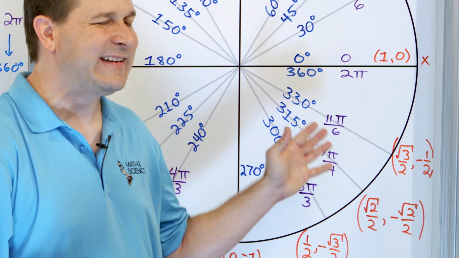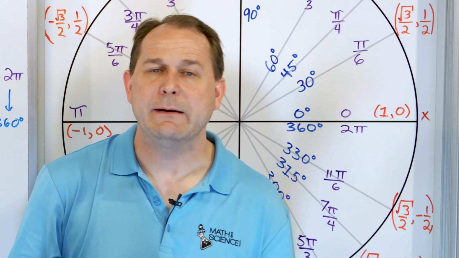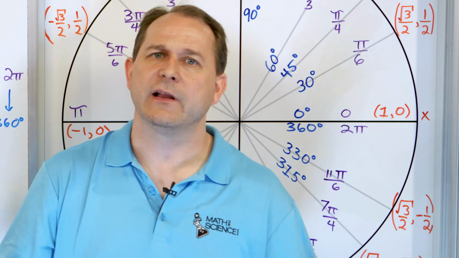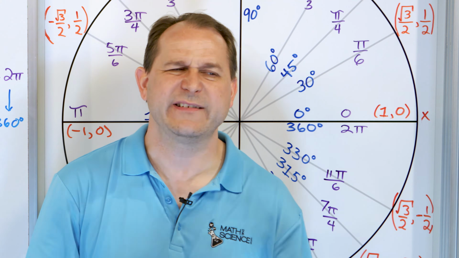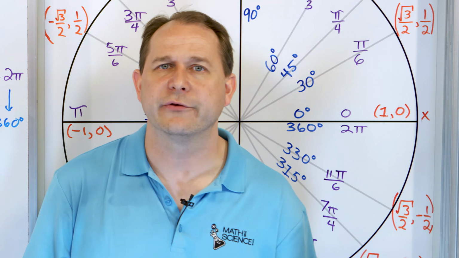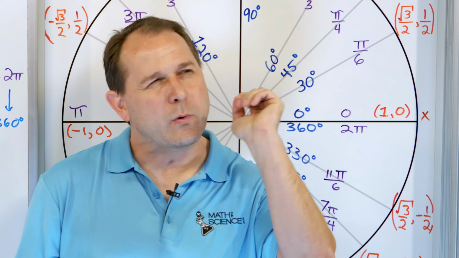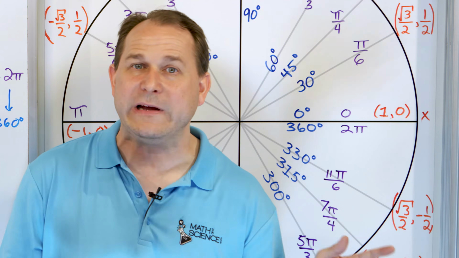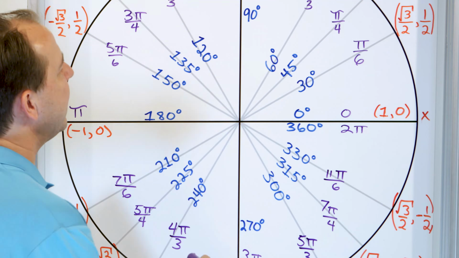So again, instead of trying to memorize this table, if I ask you, where is 11 pi over 6? What is the sign of 11 pi over 6? Or where is 11 pi over 6 on the unit circle? What quadrant is it? I don't need to remember that. I don't need to convert it to degrees to figure it out. I just count by pi over 6's.